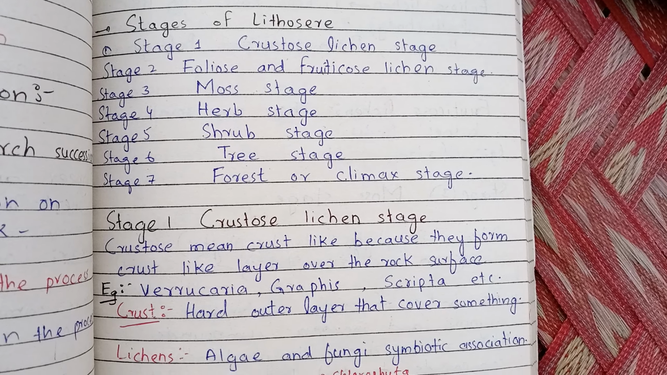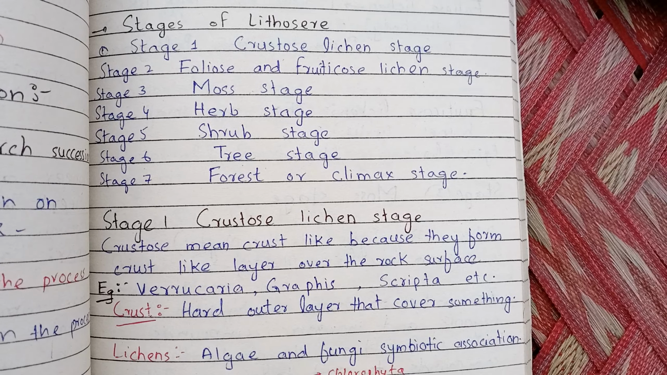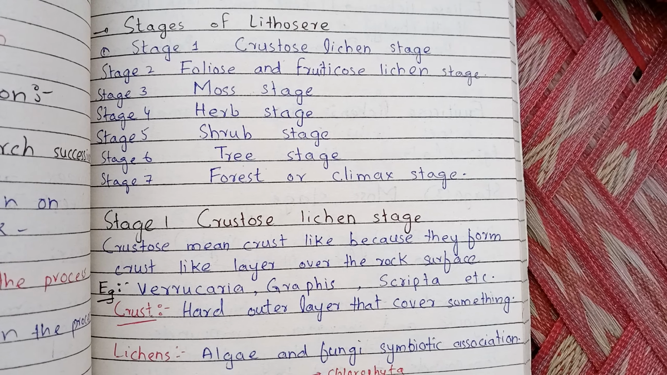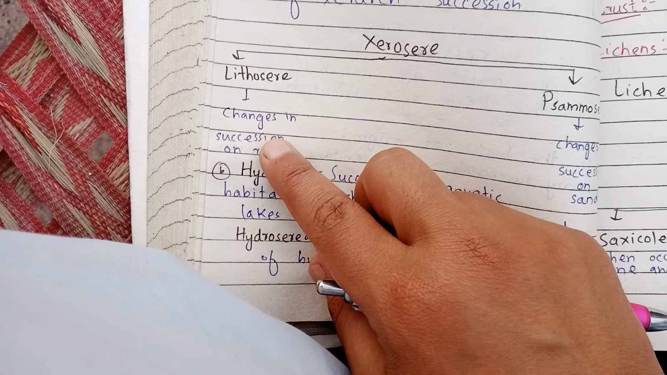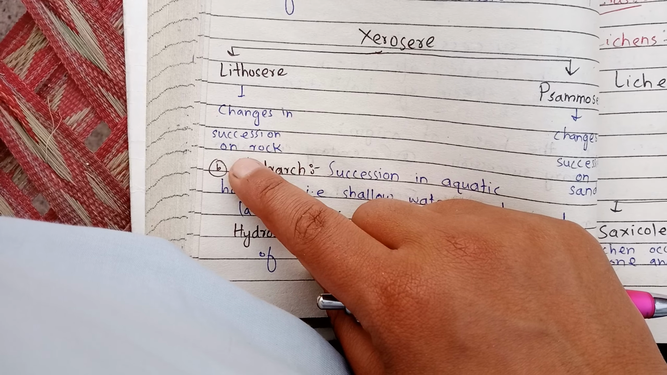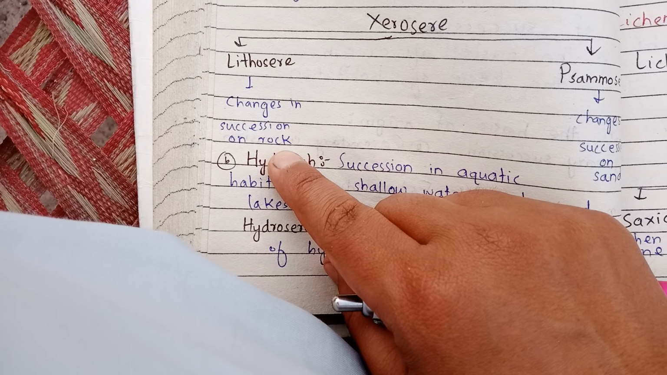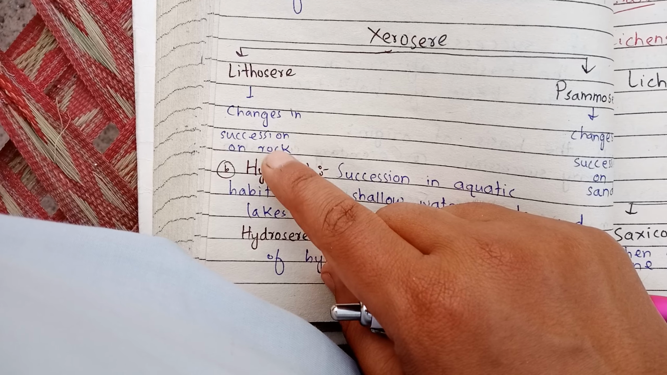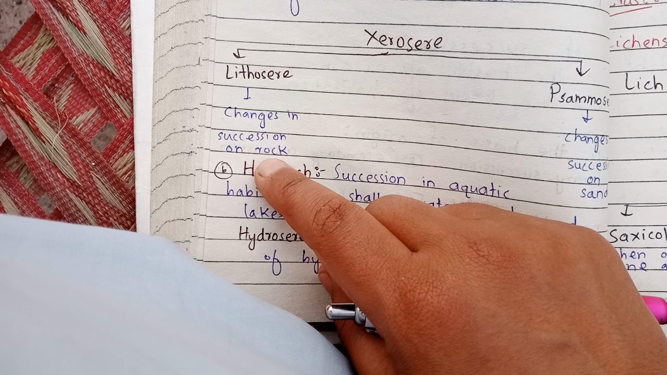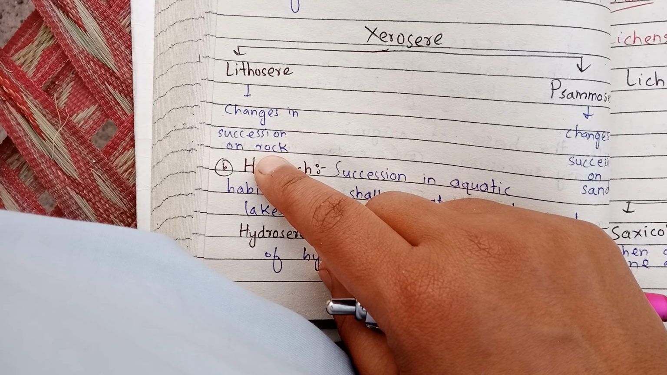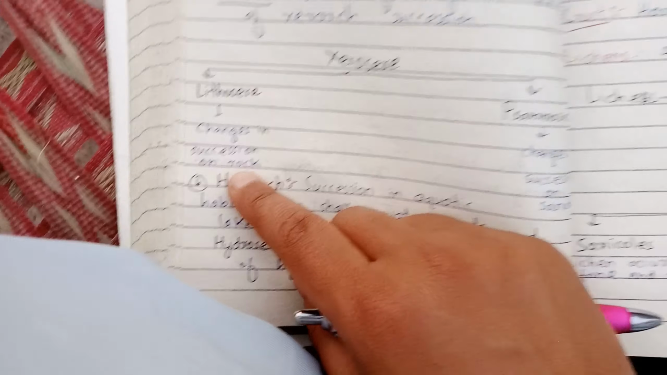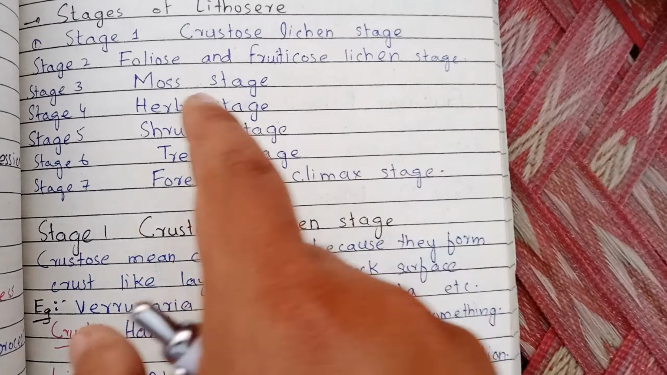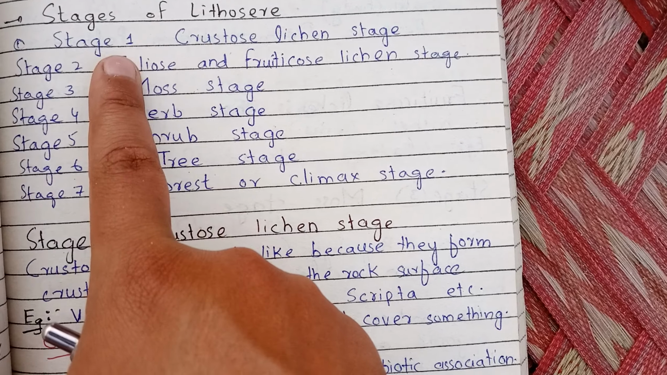In the previous lecture, I discussed what Lithosere succession is. Lithosere is the changes in succession on rock. Whenever changes occur in succession on rock, such changes are known as lithosere. Today we will discuss the different stages of lithosere.